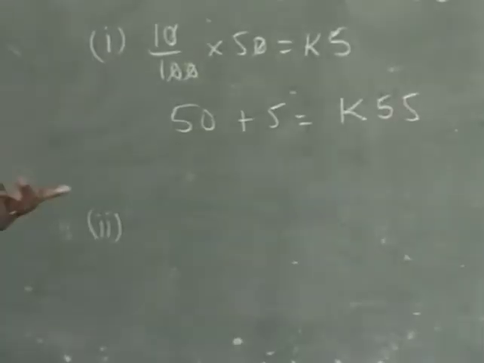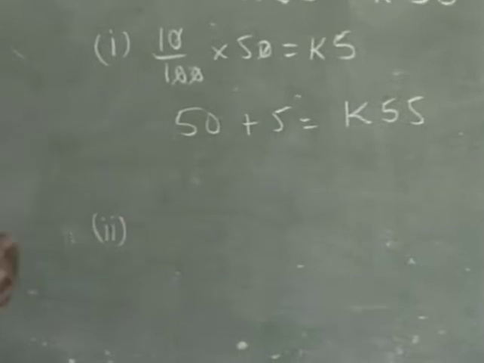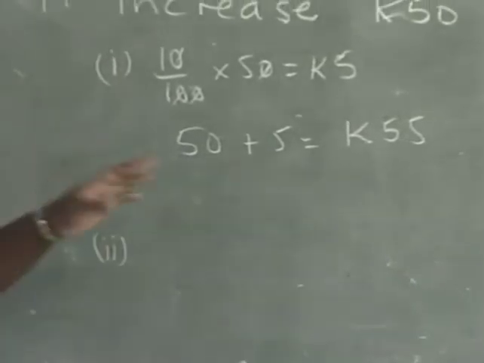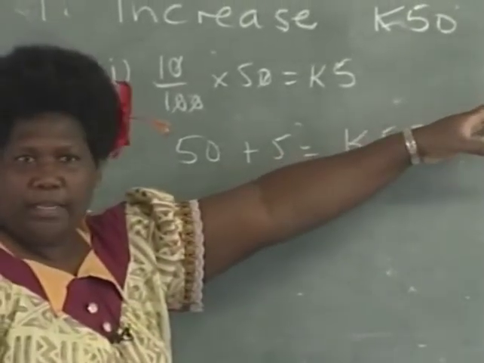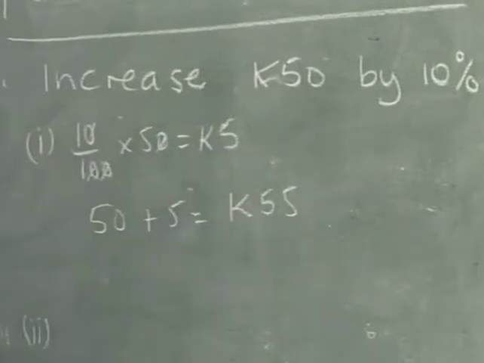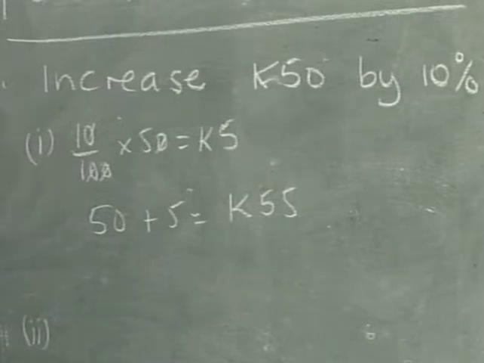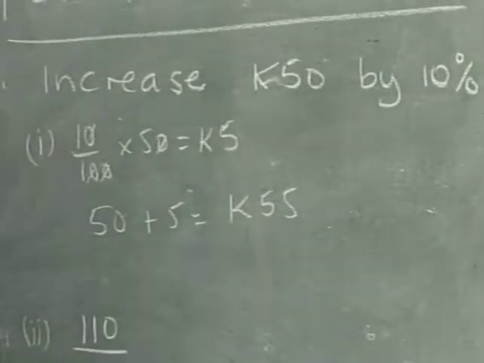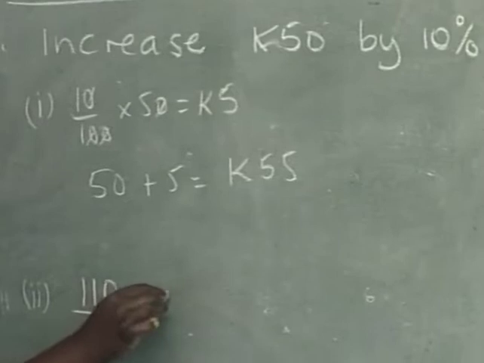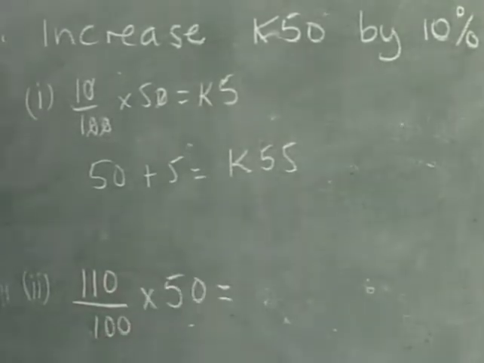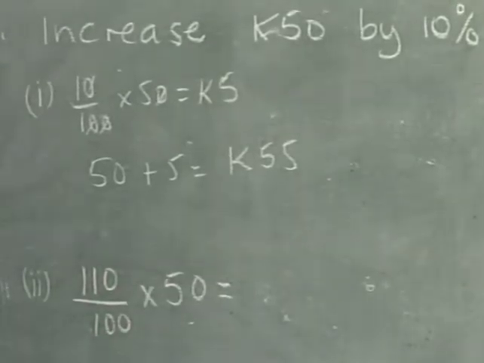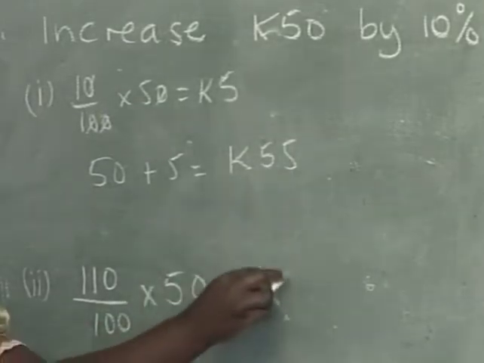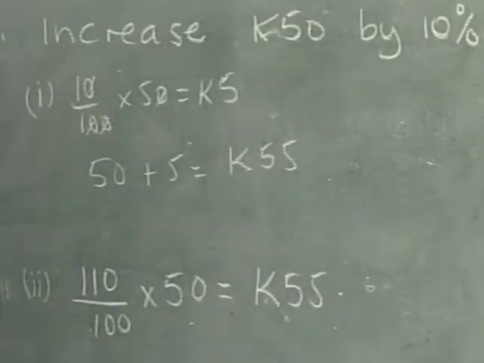Okay, very good. Because you're increasing, you're also increasing 100. A percentage is always out of 100, but because you're increasing, you can add 10% to 100%, and you get 110%. So it will be 110% of 50 kina. You actually get 55 kina straight away. No need to add. Okay, so that's the other method.